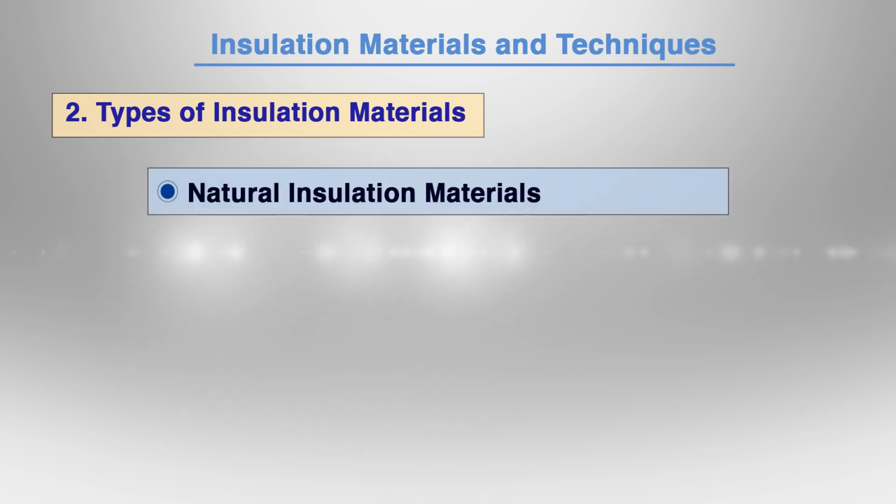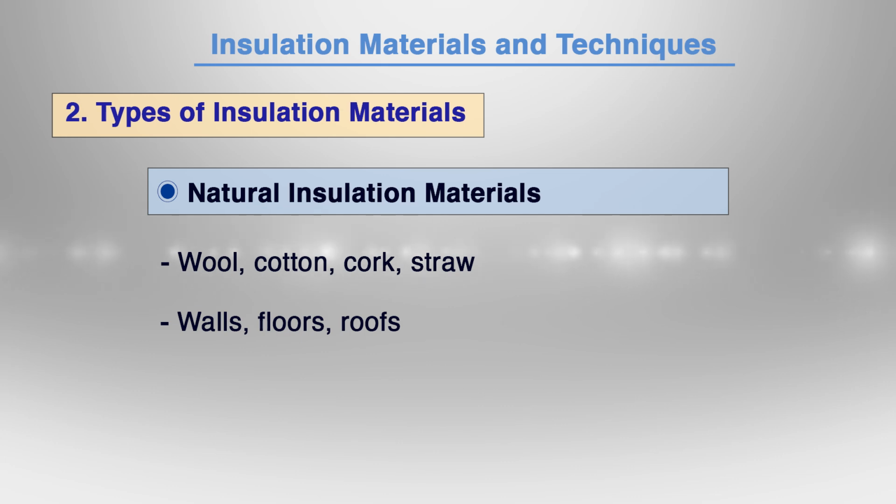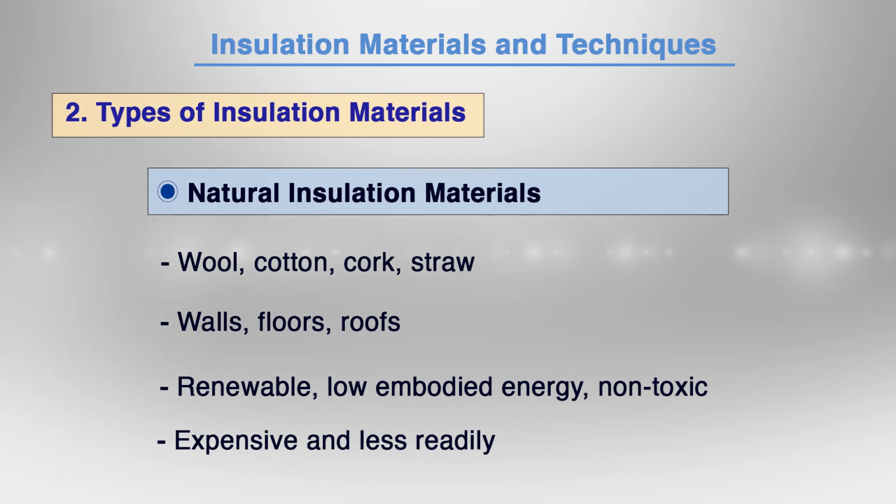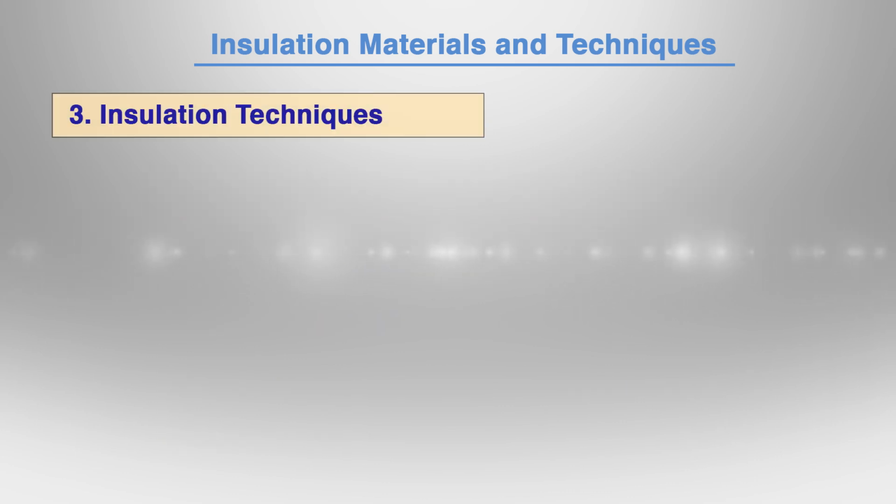Next one is natural insulation materials. Some examples of natural insulation materials are wool, cotton, cork or straw. It is used in wall, floor and roofs. It also has some advantages like renewable, low embodied energy, non-toxic, etc. It also has some disadvantages like can be more expensive and less readily available.